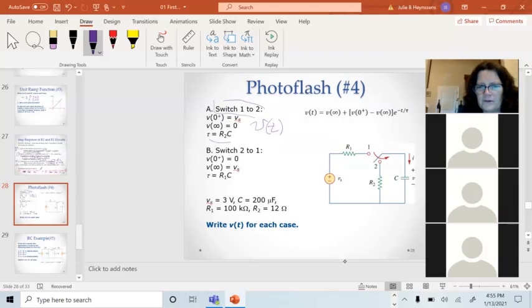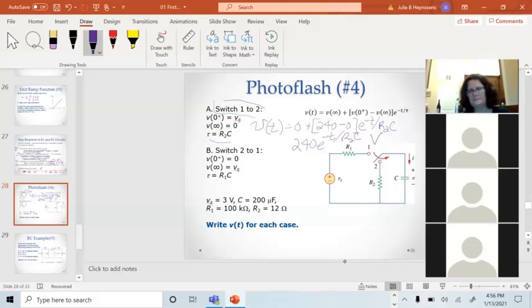It's V of infinity, which is 0, plus Vs, which was 240, minus 0, all times e to the minus t over tau, and tau was R2C, and we had values for that. So I simplify that a little bit. I get 240 e to the minus t over R2C, whatever that number was, and that will have units of volts. It's as simple as figuring out those three numbers and plugging them into the equation.